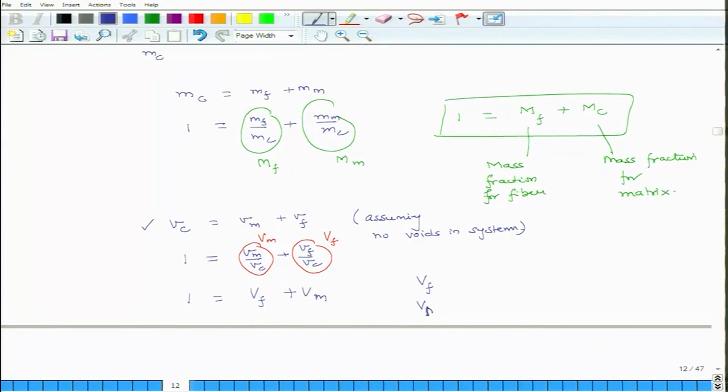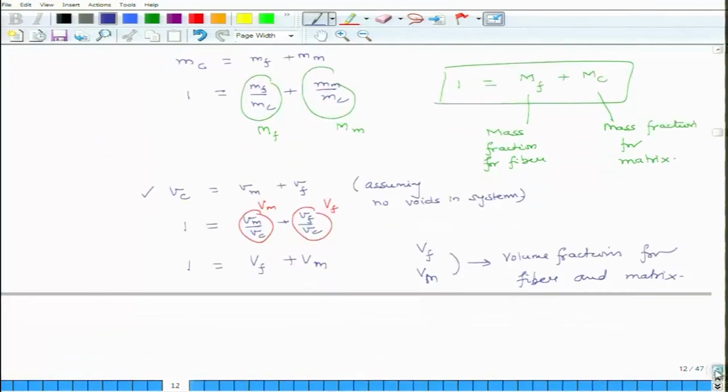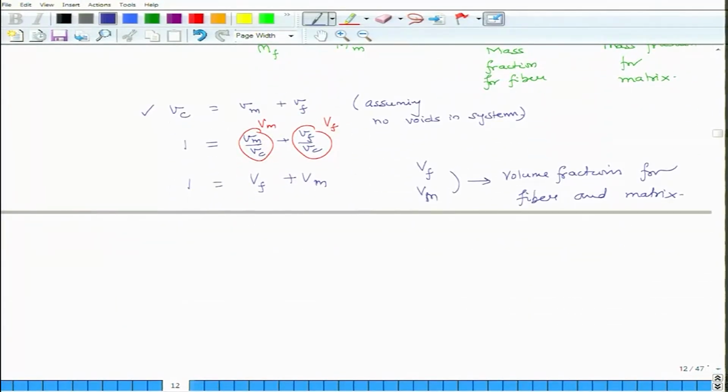Vm and Vf are volume fractions for fiber and matrix. So, there is a mass fraction and there is a volume fraction. If there is air in the system, if there are some air pockets, then you have 1 equals volume fraction of fiber plus volume fraction of matrix plus volume fraction of air.